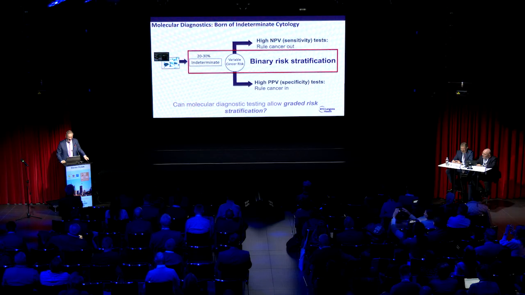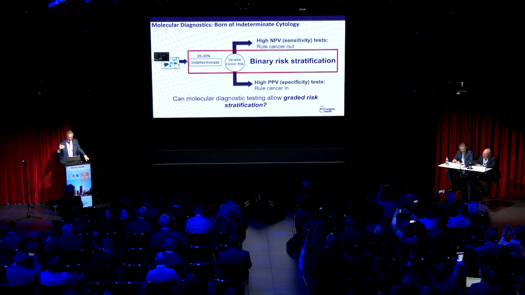The approach to molecular diagnostics was to develop tests that had both very high negative predictive values, meaning that when the test was negative, the nodule was very likely to be benign, and high positive predictive value tests, which mean that when the test is positive, the likelihood of finding cancer or a transitional lesion like a NIFT-P was extremely high as well. But this is a very binary strategy where you're either getting chocolate or vanilla, and there's no, I guess we're in Italy, so it's spumante in the middle, spumoni in the middle. So the question is, can molecular diagnostic testing allow a more graded approach to risk stratification?